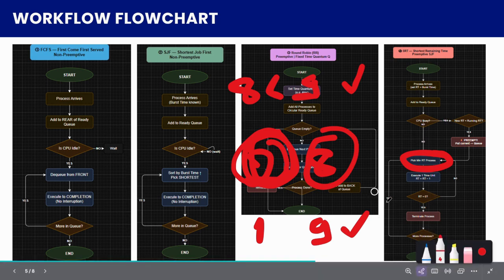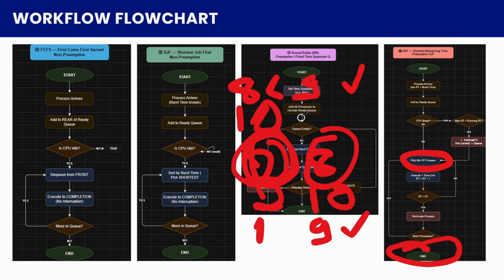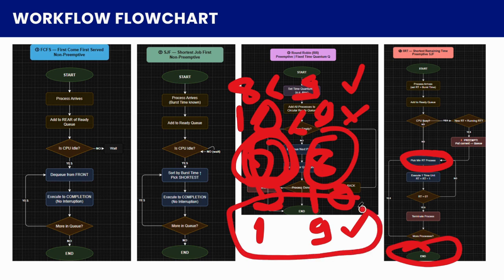After all the processes end, we can end our program. But if the second one is 10, is 10 lower than 9? No, it's not lower than 9. So we will not run it. We will run this 9 until complete. So here is how the four algorithms work.